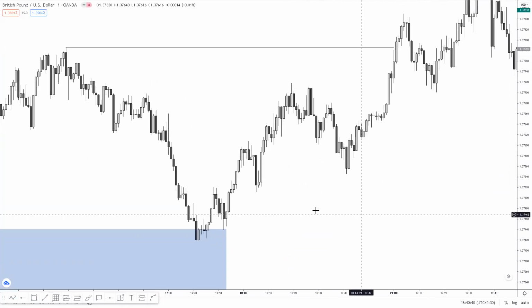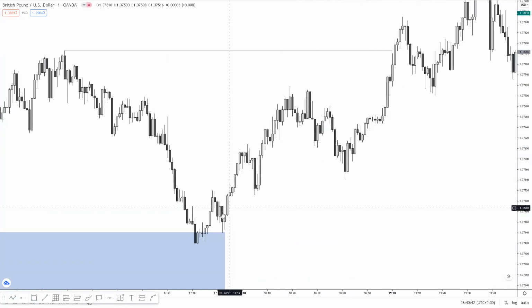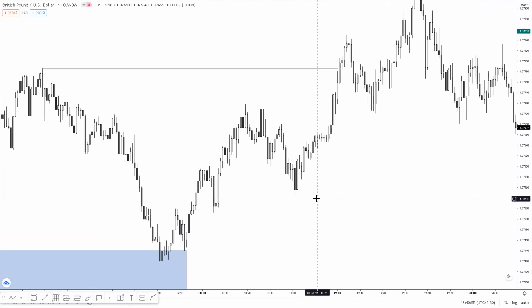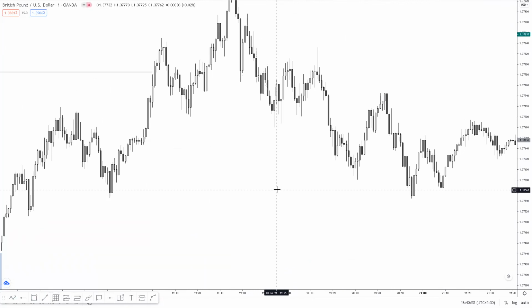Okay, so now price went. Now we can see order flow. It took out liquidity and then came back down here, mitigated, went higher, came back down, mitigated the breaker, went back up, and then came back down, filled this imbalance. Okay, now we see order flow.